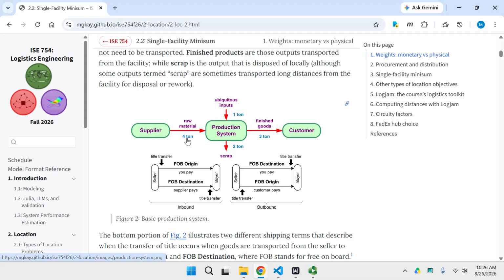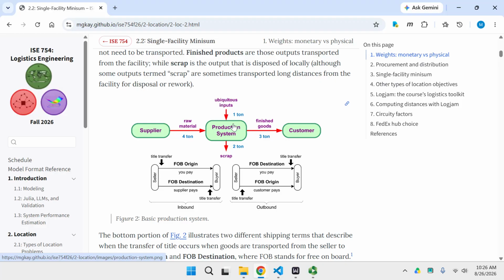So here we have 4 tons of raw material that go into the production system, but we're also adding to it 1 ton of a ubiquitous input. Ubiquitous input means that it's available at any location, so we don't need to include the transport of that input to the plant because you can get it anywhere. So that input would be something like water, assuming that wherever we would locate the plant, we can get water. So we don't need to transport it.